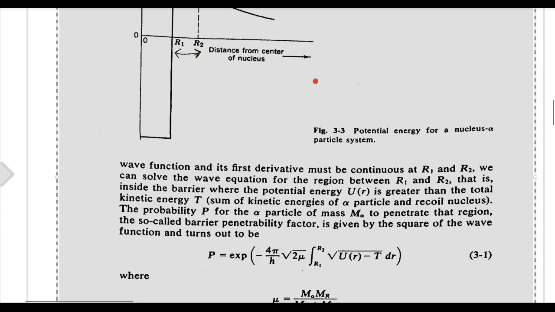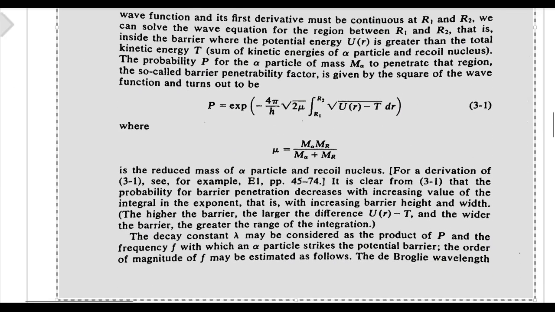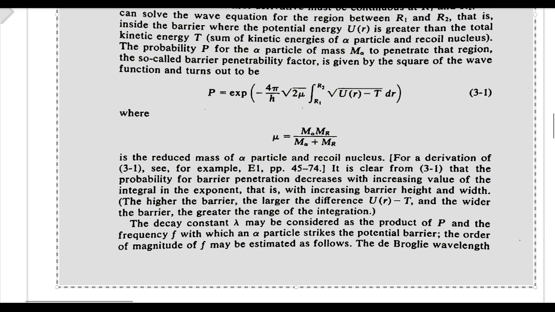This is given by the square of the wave function and turns out to be P equal to exponential of minus 4 pi upon h times root 2 mu, integration between r1 to r2 of root of (V minus E) dr, where mu equal to m alpha m r upon m alpha plus m r is the reduced mass of the alpha particle and recoil nucleus.